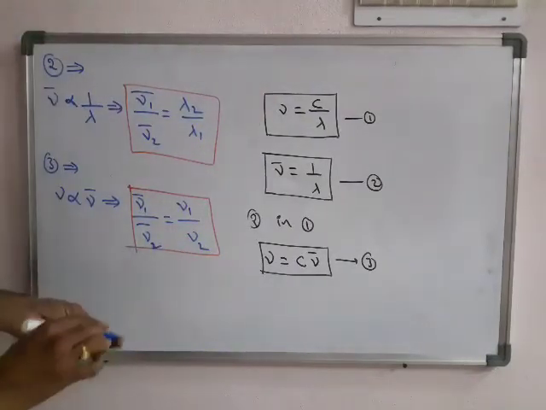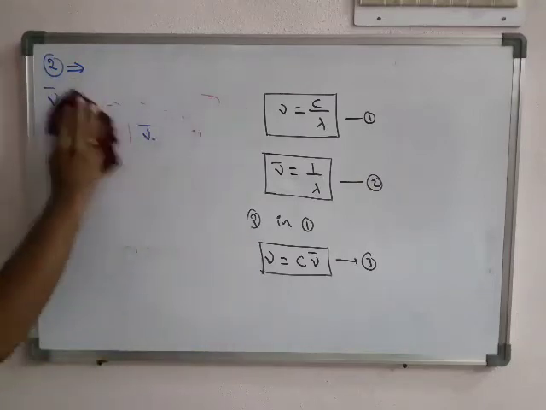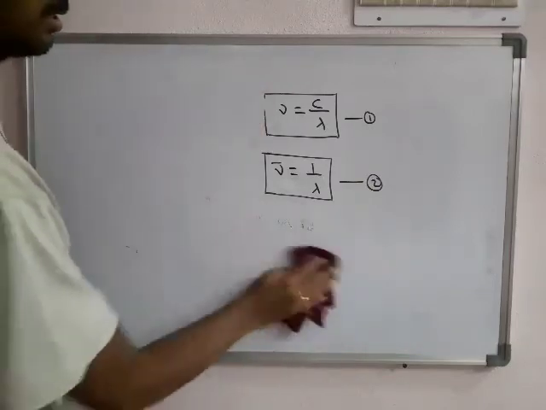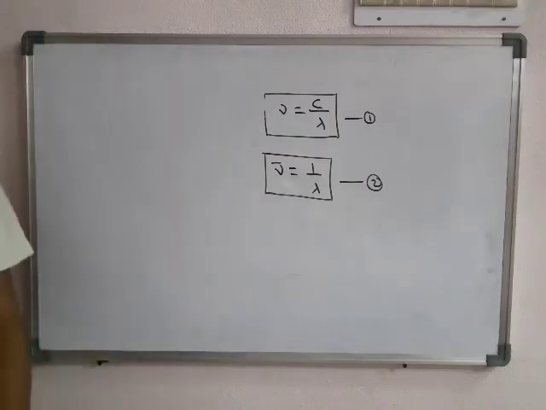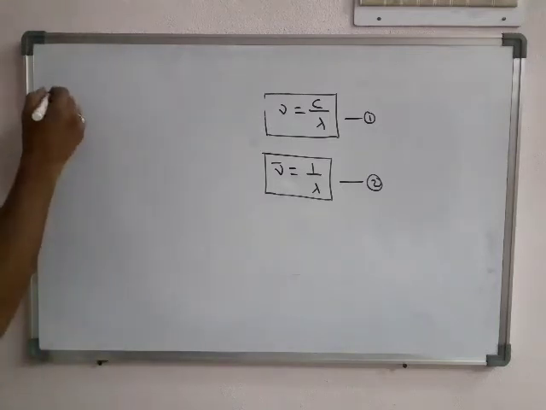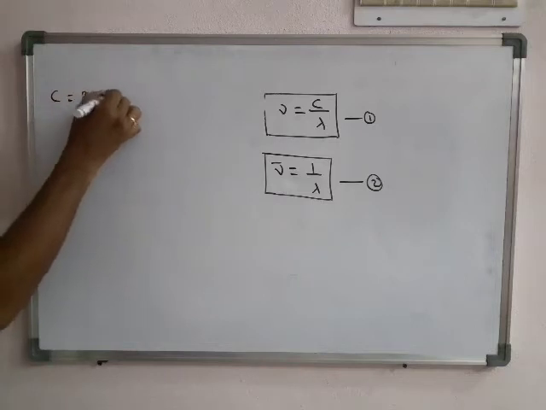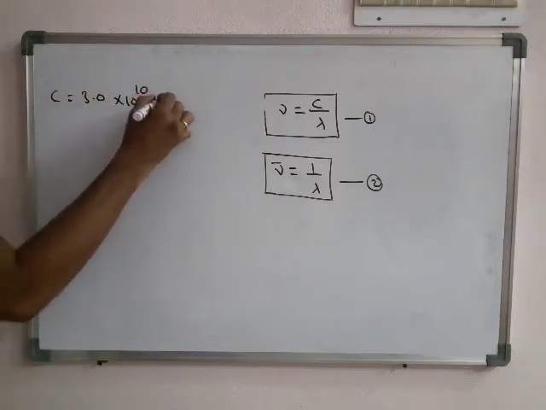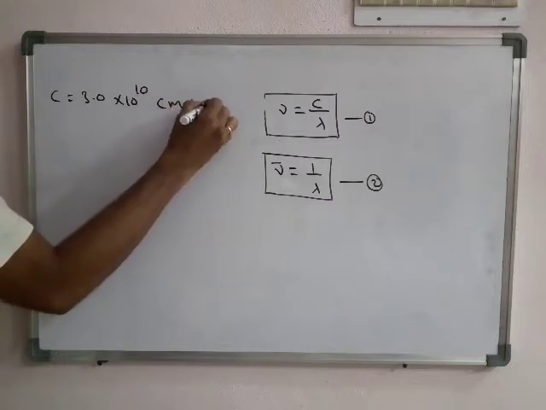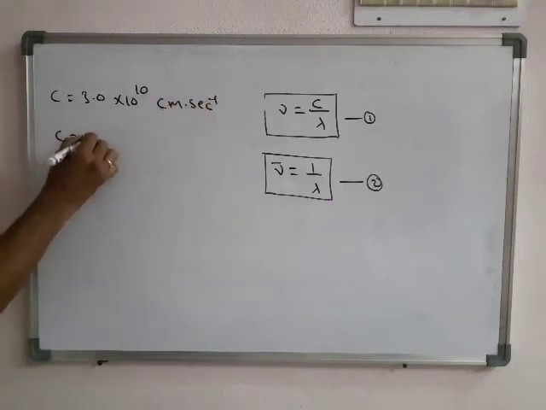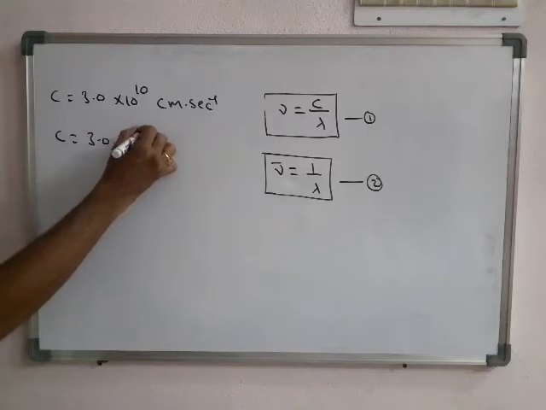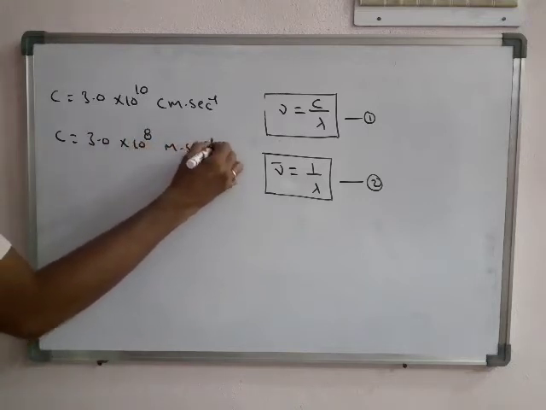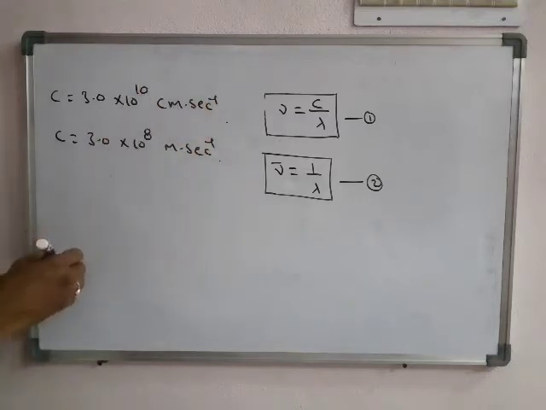But here, very important is writing the c value. We know that c is velocity. What is its value in the CGS method? It is 3.0 into 10 power 10 centimeters per second. In the SI method, it is 3.0 into 10 to the power 8 meters per second. So these are the main relations between the properties of waves.